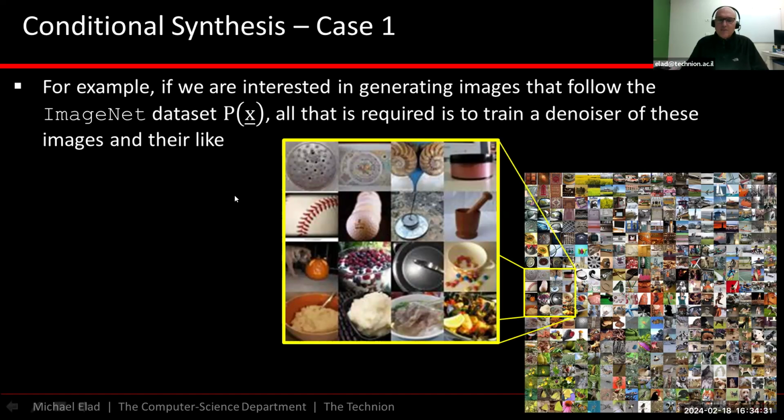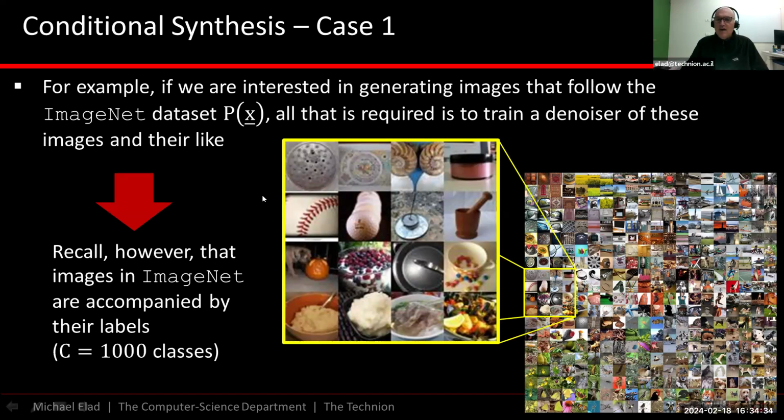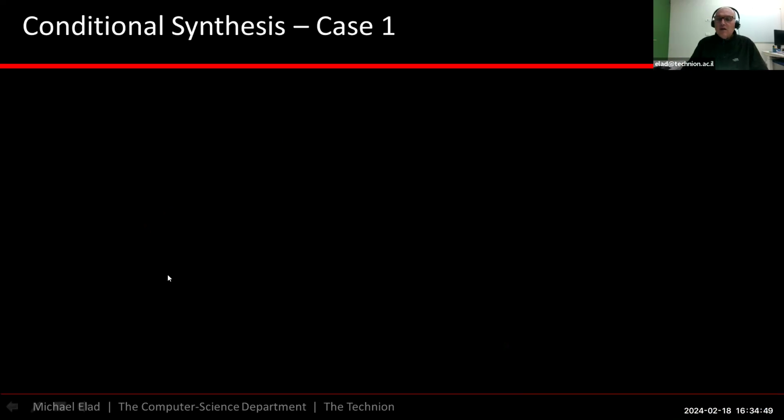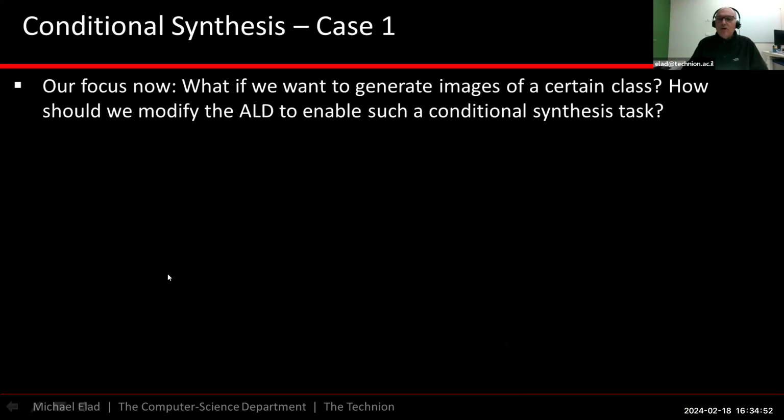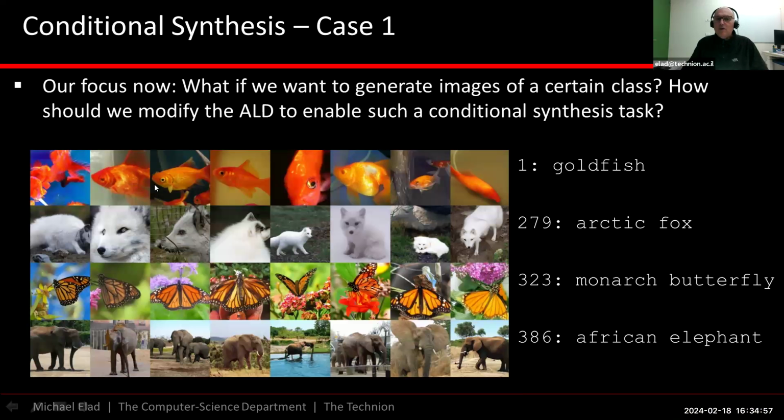The thing is, ImageNet comes with labels. Every image is accompanied by a label, one among 1,000 possible classes, that tells us whether this is a dog or a cat or which kind of dog, or a car or truck, many classes like that. So here is my question. What if I would like to create specific breed of images? For example, what if I want to create only goldfish images or only Arctic fox images, etc.? What should we do then? This is the guidance, the first version of guidance that we would like to look at.